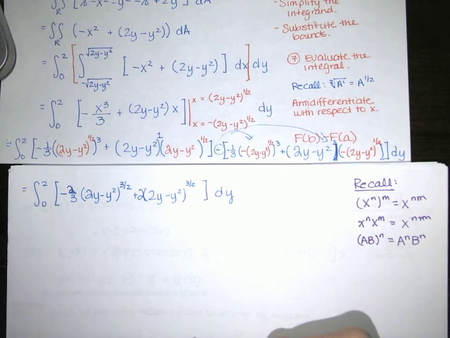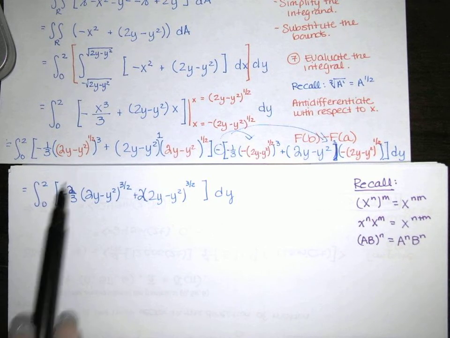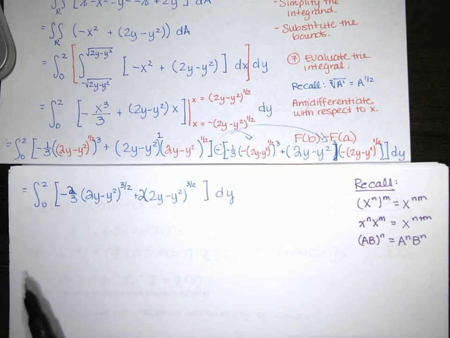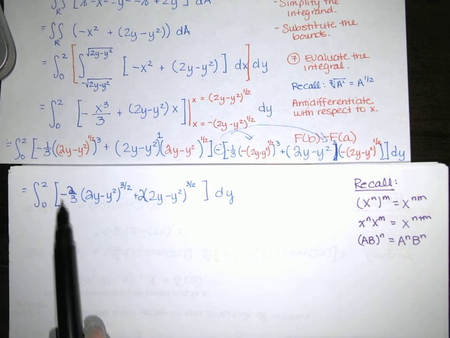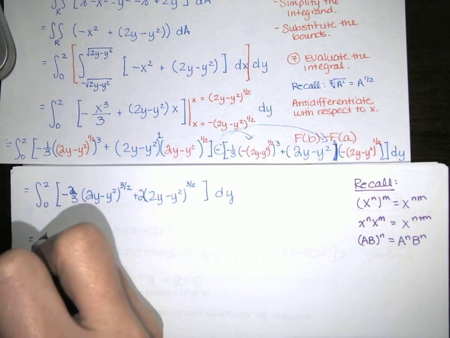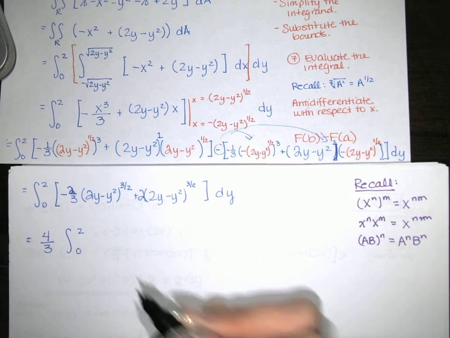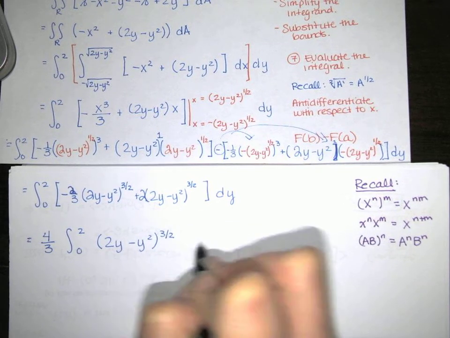And that's it. We're integrating with respect to y. So it's already much, much simpler. And this is even cooler. Look at that. They're pretty much the same thing. I've got a constant times this to the 3/2 plus a different constant times that to the 3/2. So this can be simplified even further. We'll just do the 2 minus the 2/3. That's 6/3, because 6/3 is the same as 2. 6/3 minus 2/3 is 4/3. So you can factor that out. And now you have the integral from 0 to 2 of 2y minus y squared to the 3/2 power.